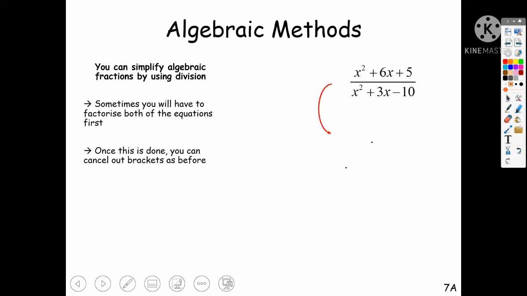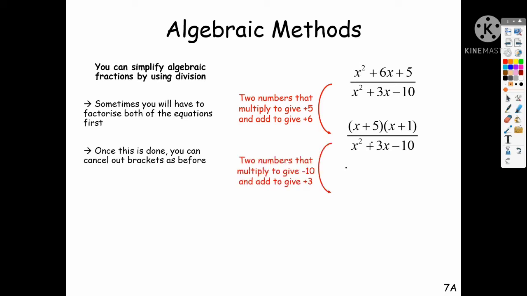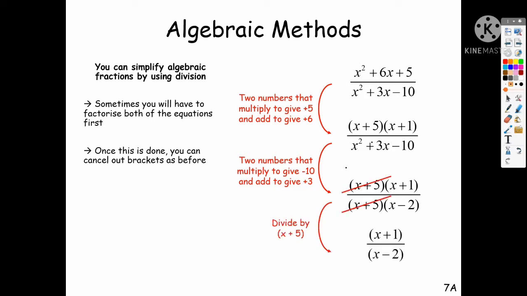Here's another one then, x squared plus 6x plus 5, and x squared plus 3x minus 10. So we want two numbers that multiply to give 5 and add to give 6. Well, that's 5 and 1, isn't it? So we have x plus 5 and x plus 1 divided by x squared plus 3x minus 10. And we just factorise the bottom, so two numbers that multiply to give negative 10, but add to give plus 3 here. So we want plus 5 and minus 2. And we can see we've got plus 5 common on the top and the bottom. So we'll be left with x plus 1 over x minus 2, which of course is our final solution.